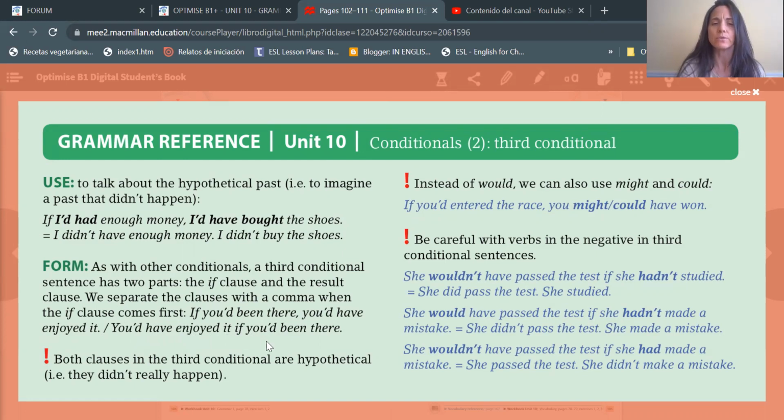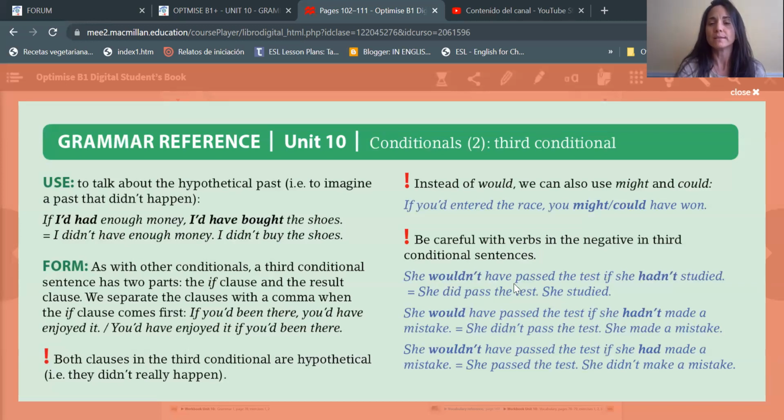Both clauses in the third conditional are hypothetical, that is, they didn't really happen. Instead of would, we can also use might and could. If you had entered the race, you might have won or you could have won. Be careful with verbs in the negative in the third conditional sentences.